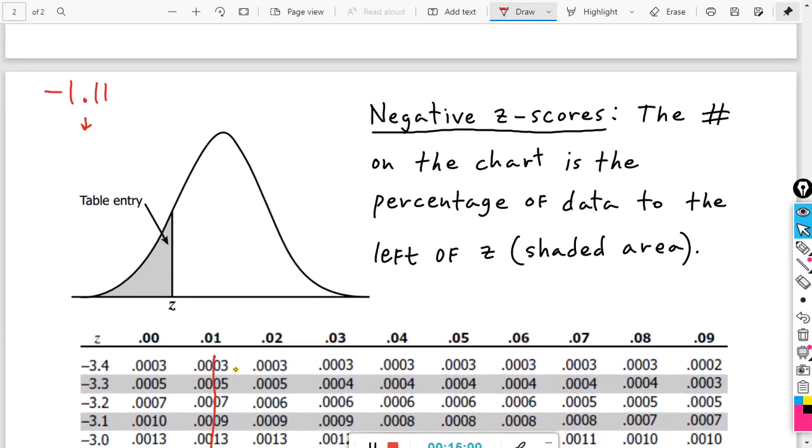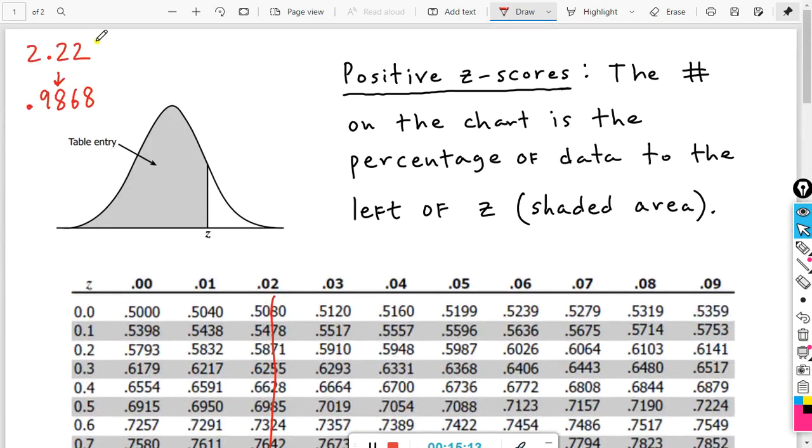Okay, so this one here is 0.1335. Okay, so we're going to subtract 0.1335 from 0.9868. Okay, that was the z-score for negative 1.11. All right, so we're just subtracting these two. Do it on the calculator. Okay, I get 0.8533. So that's it.